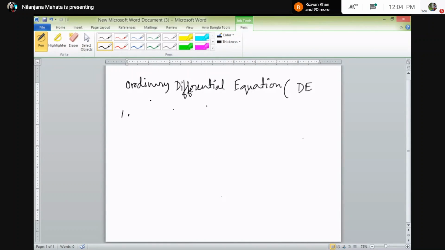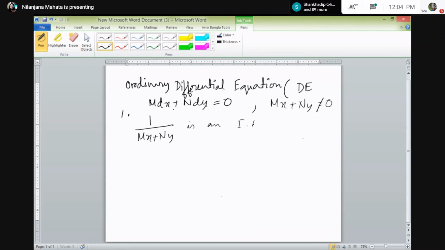Suppose the differential equation I am taking is in this form, M dx plus N dy equal to zero, and this is homogeneous in x and y. By inspection you can easily tell whether this equation is homogeneous or not. And if Mx plus Ny is not equal to 0, then 1 by (Mx plus Ny) is an integrating factor.